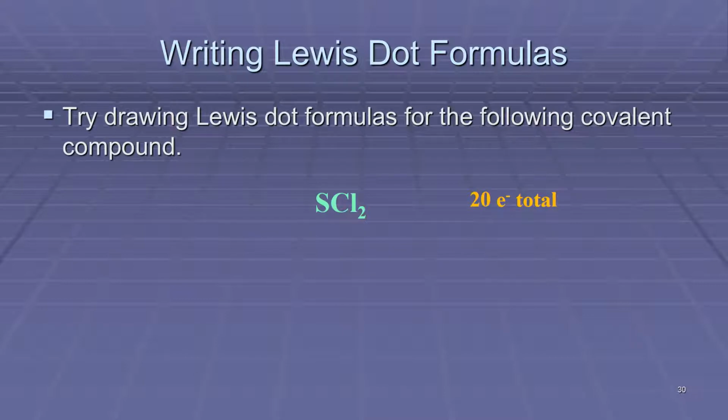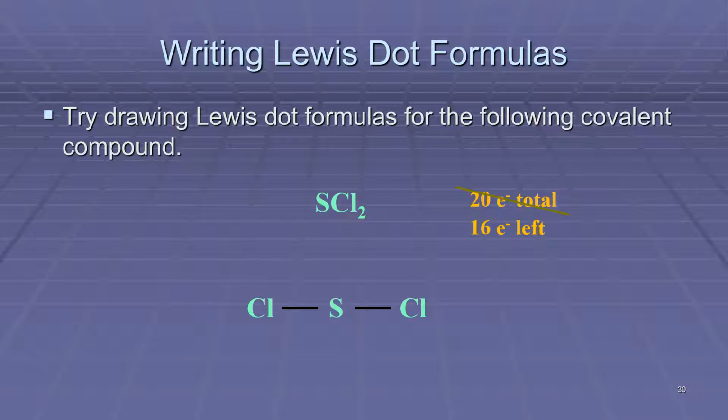Okay, so let's try drawing the Lewis dot structure for SCl2. So first of all, we want to find out how many electrons it has. So sulfur has 6, and each chlorine has 7, so that's 20 electrons total. And so if we take the S in the center and attach it to each chlorine and put a bond between them, we've used up 4 out of the 20 electrons.